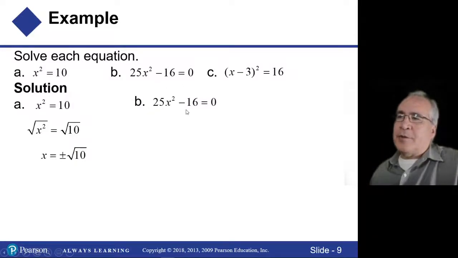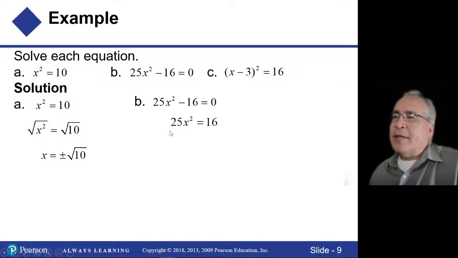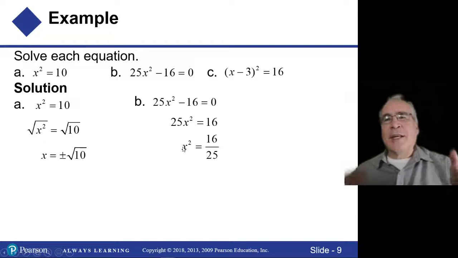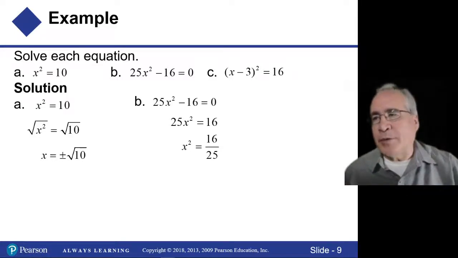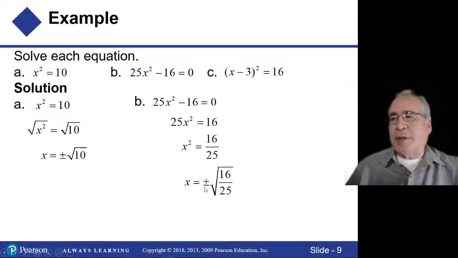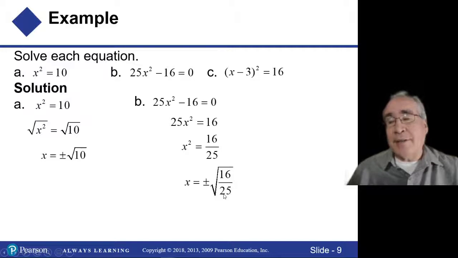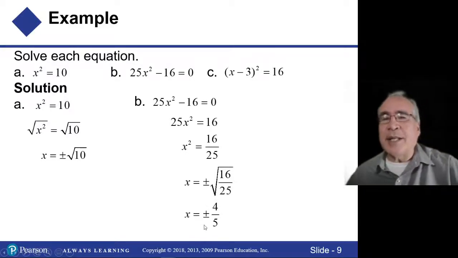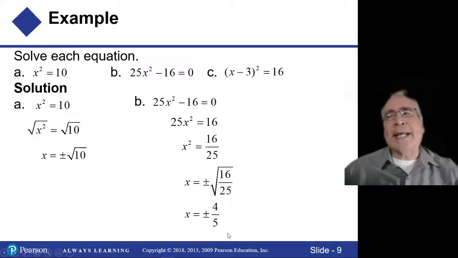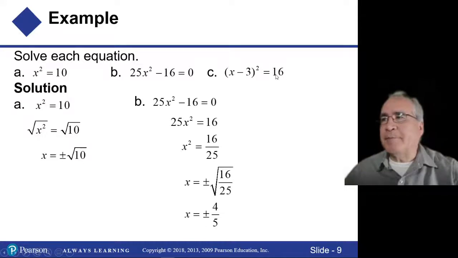Here, what they're going to do is they're going to add 16 to both sides. Then they're going to divide by 25 to get the x squared by itself. Then they're going to take the square root of both sides, which gives a plus or minus the square root of 16 over 25. Square root of 16 is 4. Square root of 25 is 5. 4/5. It's 0.8, plus or minus 0.8. Exactly what we got. But again, I favor the graphing method.